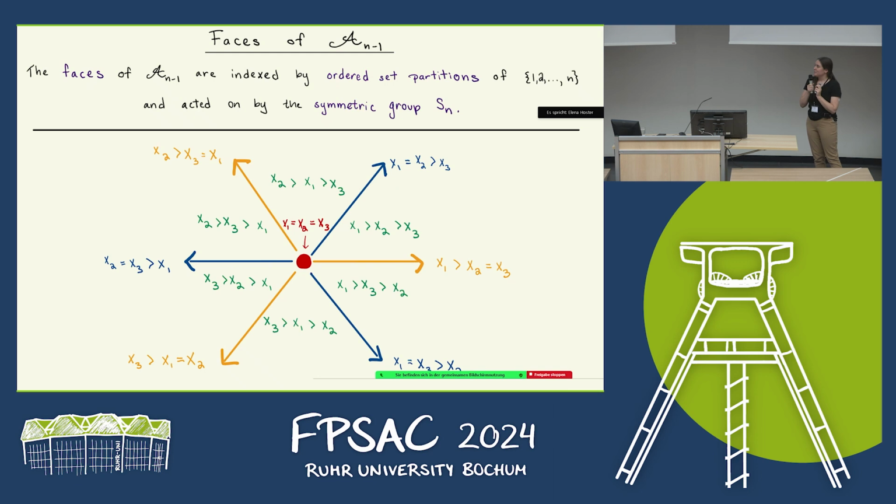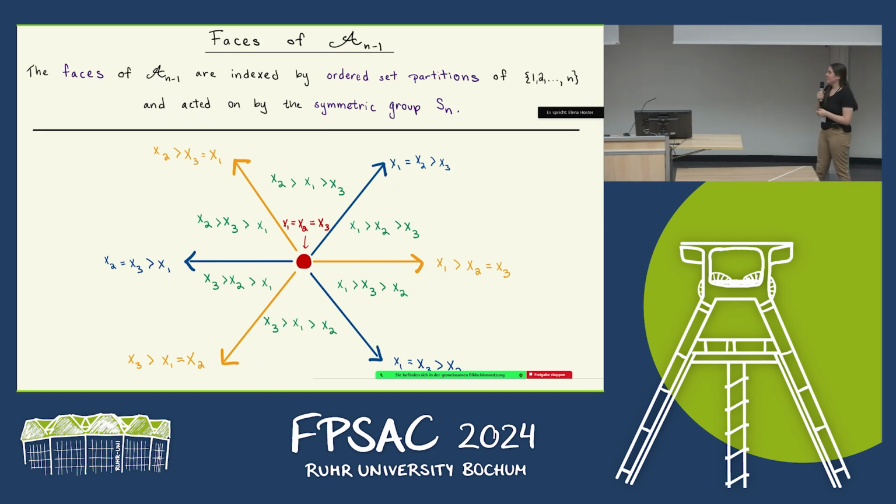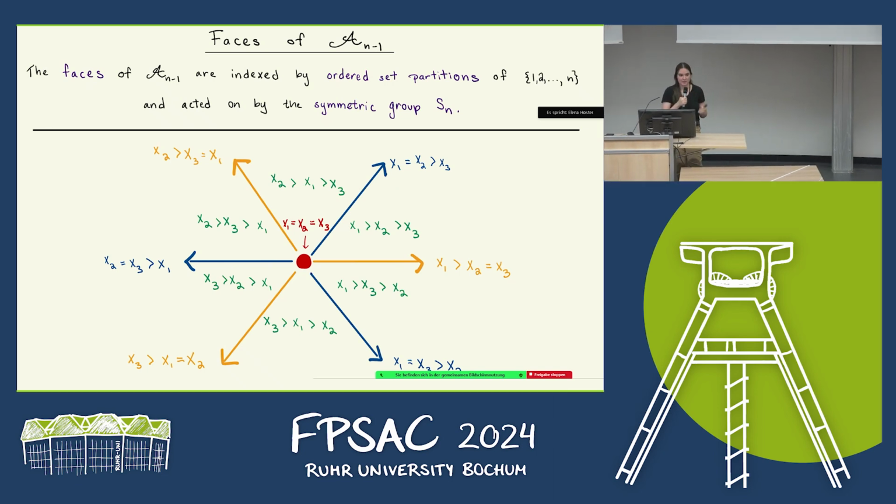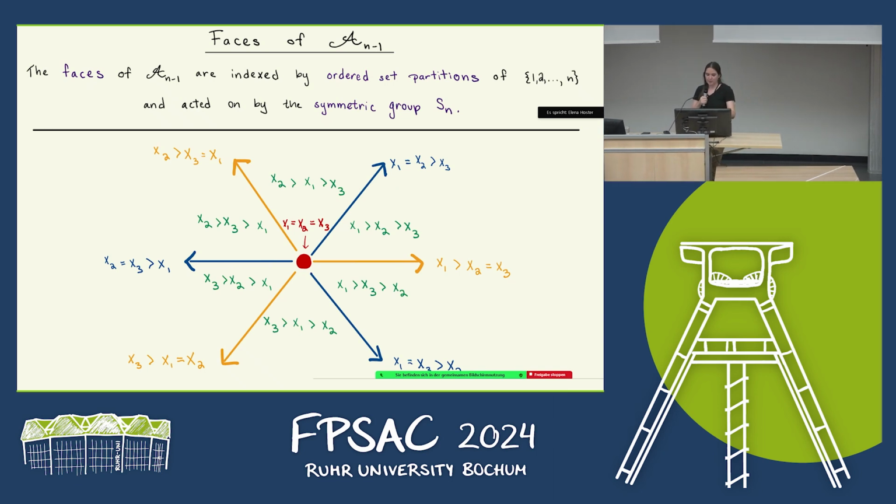Okay, so the braid arrangement can be subdivided into smaller pieces called faces, and these are going to correspond with ordered set partitions of 1 through n, just by expressing orderings on blocks of equal coordinates. So for example, this face here will consist of all the points where their second coordinate is the largest, but first and third are equal. And there will be 13 total faces when n is 3: 1 zero-dimensional origin, 6 one-dimensional rays, and 6 two-dimensional chambers.